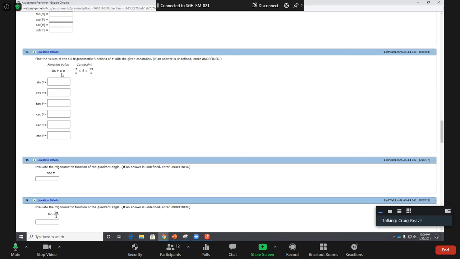All right, if the sine equals 0, we know off our unit circle that is at 180 degrees or pi. So we already know the sine is 0. We can look on our unit circle. We know the cosine is -1. We know the tangent is 0. And then we can do the inverses. If it's 0 and you take the inverse, it becomes undefined. If it's undefined and you invert it, it becomes 0.